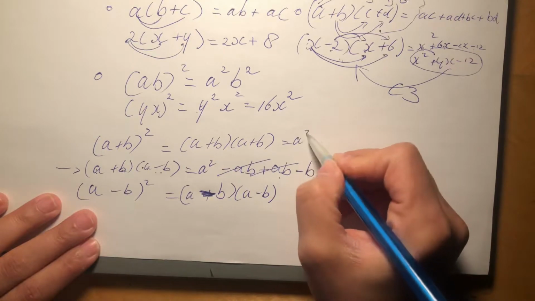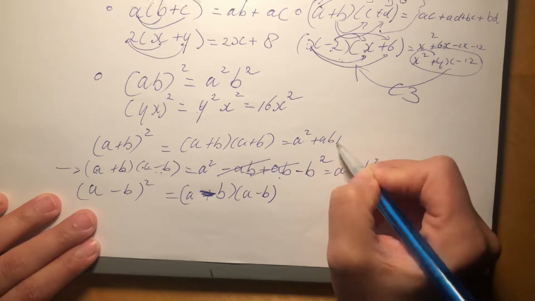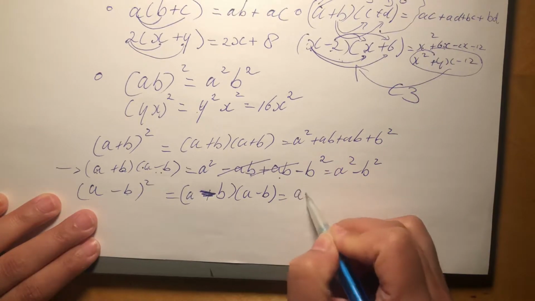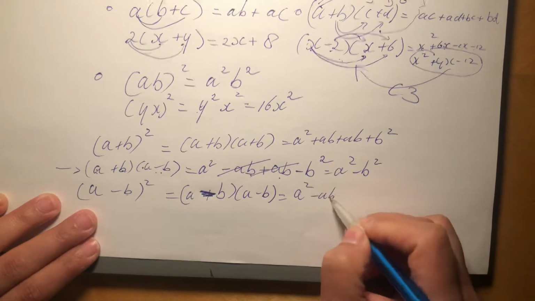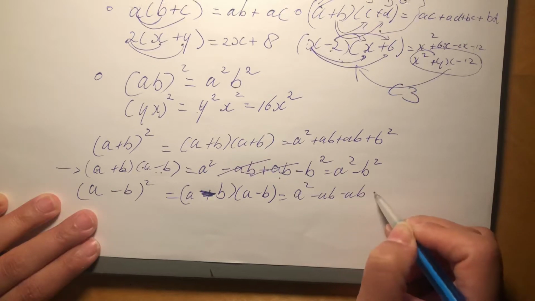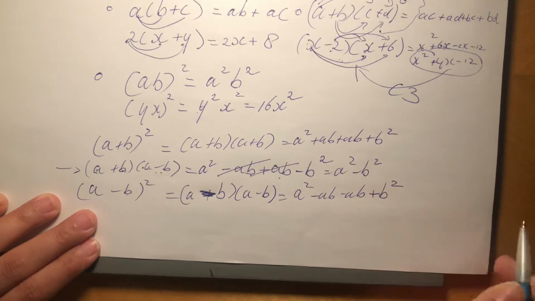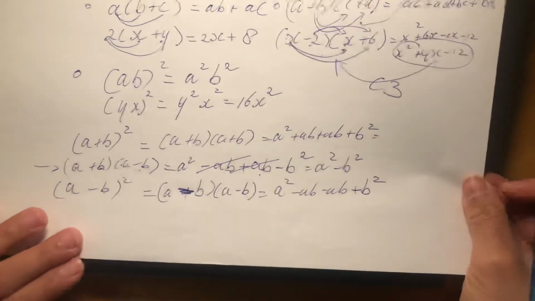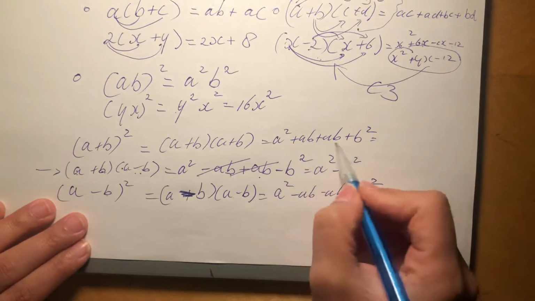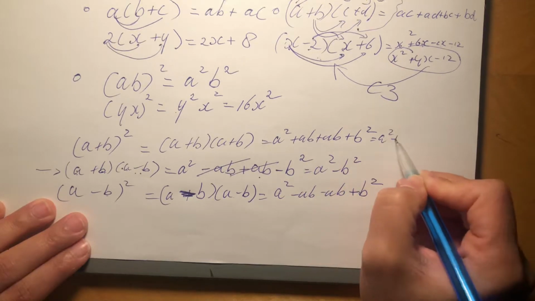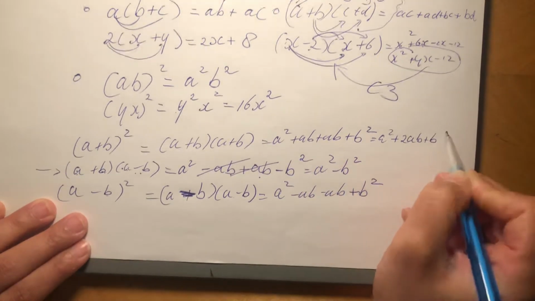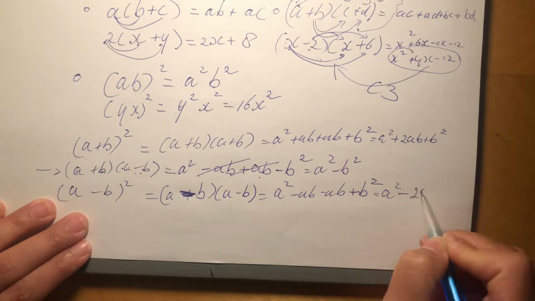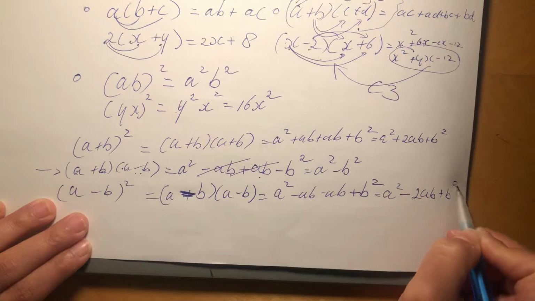You get A to the power of 2 plus AB plus AB plus B to the power of 2. This one will become A to the power of 2 minus AB minus AB plus B to the power of 2, because it's negative times negative. And then you, of course, continue. You get for this part A to the power of 2 plus 2AB plus B to the power of 2. This one, A to the power of 2 minus 2AB plus B to the power of 2.